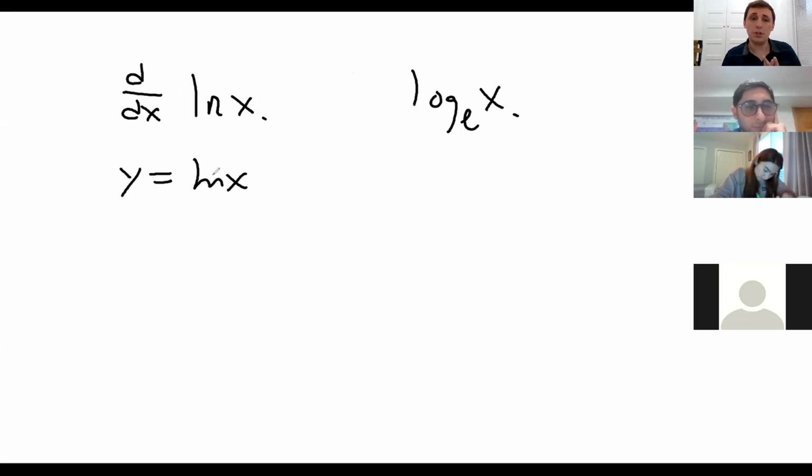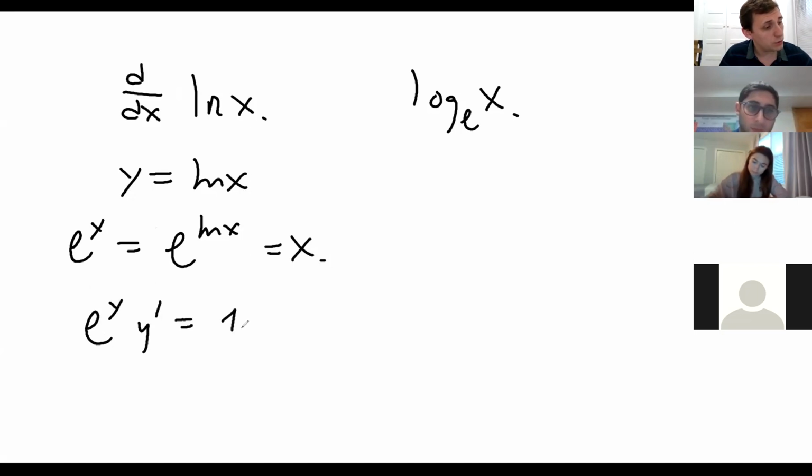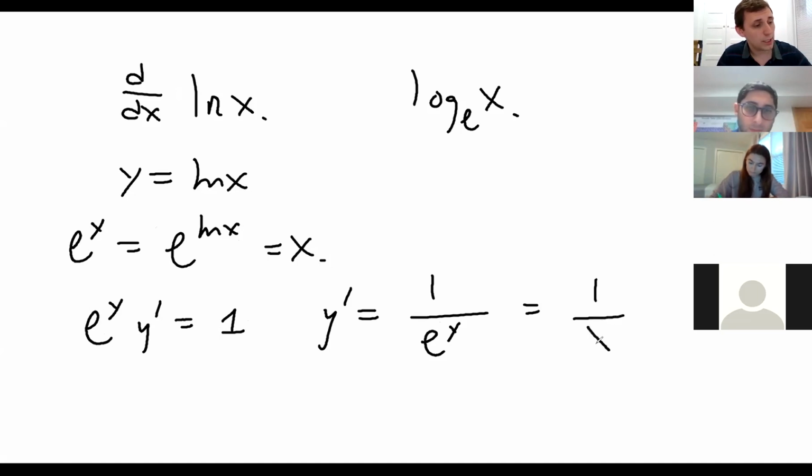y equal to ln of x is the same as the curve e to the y equal to e to the ln of x, which is equal to x. Do you agree? Yes? And so what's the derivative of this function? The derivative of this function is simply e to the y prime equal to 1, which means that y prime is equal to 1 over e to the y. And what is e to the y, guys? e to the y is x. So it's 1 over x.